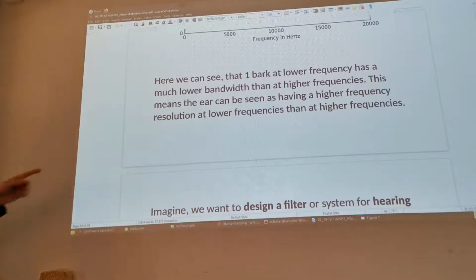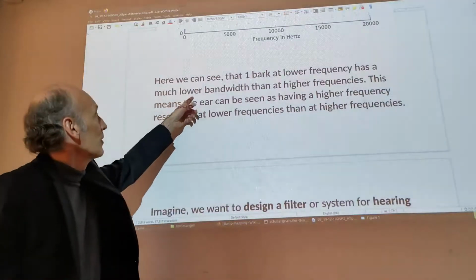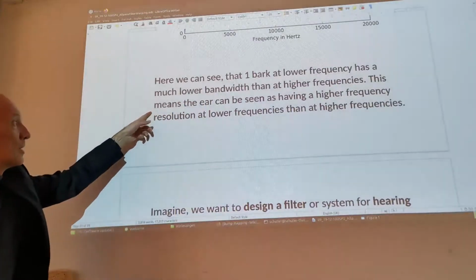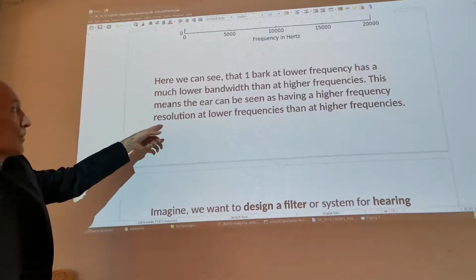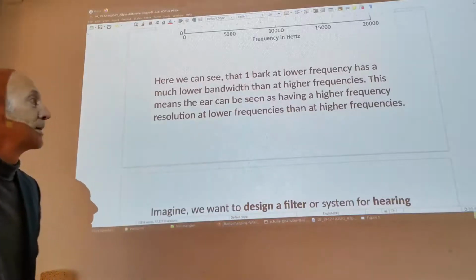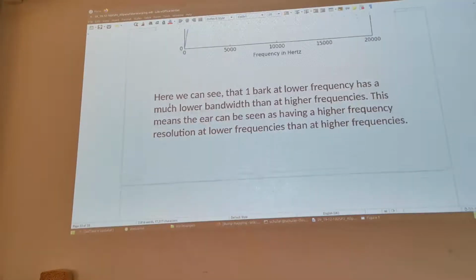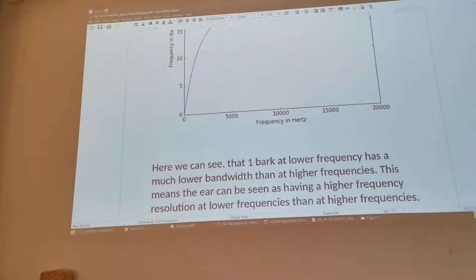Yeah, so here we can now see that one Bark at lower frequency has a much lower bandwidth than at high frequencies. That means the ear can be seen as having higher frequency resolution at lower frequencies than at high frequencies. And maybe we can add this here.